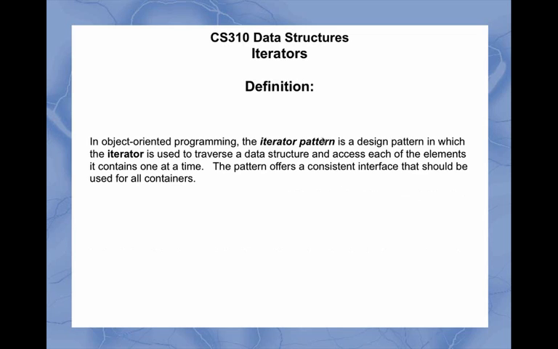So the iterator is actually a design pattern that should be followed for every container class or data structure that you implement. The idea is a simple one. In fact, it's so simple that very often students struggle to understand. A lot of times they're looking for something that just isn't there. It's a simple idea. The iterator is a way to get access to each element in a data structure or collection one at a time. This design pattern offers a consistent interface, so it should be used for all data structures.